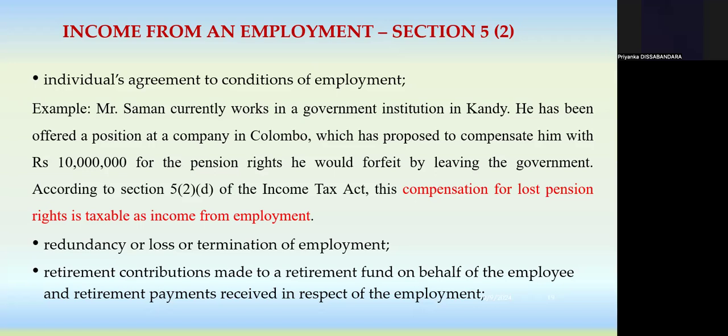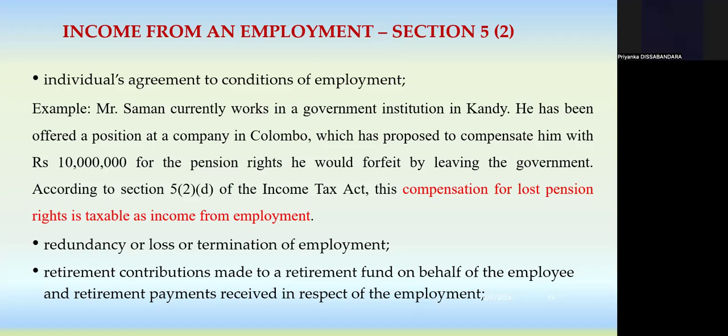Actually, in this case, that person is not an employee of that company. Actually, that is a prospective employment. For that prospective employment, if he received that 10 million, that is also a part of the employment income.